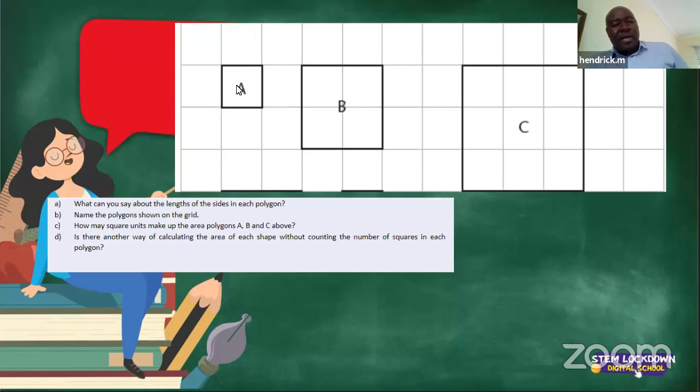Now I want you to tell me, what can you say about the length of the sides in each polygon, meaning B and C? Can you limit yourself to B and C? Just talk about the length. Can I get Elena to talk about the length of B and the length of C?